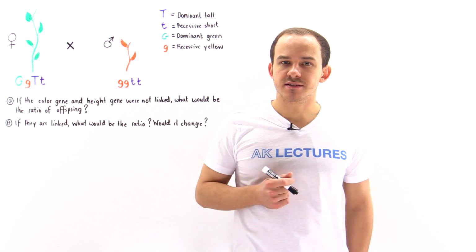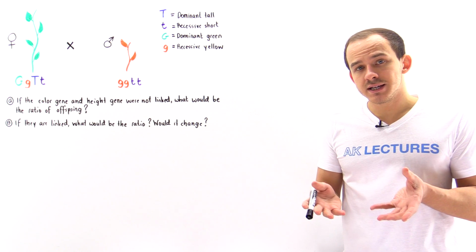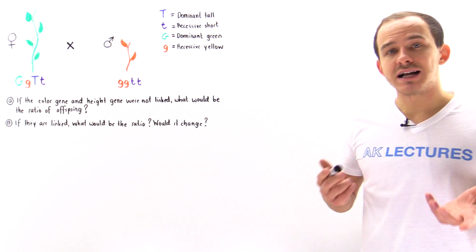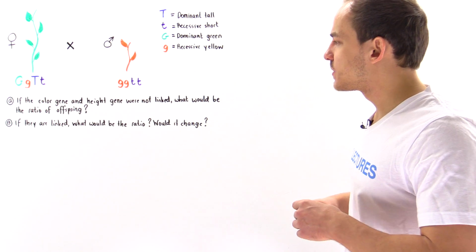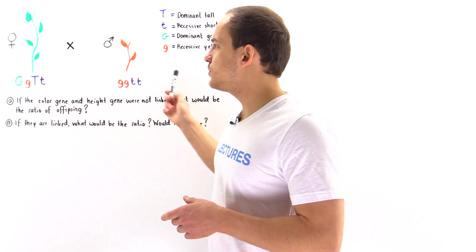In this and the next lecture, our focus will be on what it means for genes to be linked and what it means for genes to be not linked with respect to one another. So let's begin by supposing we have the following two organisms, these two plants.